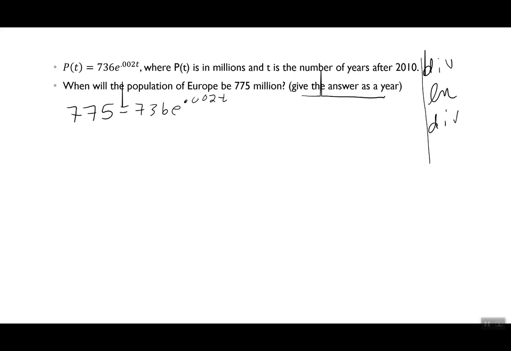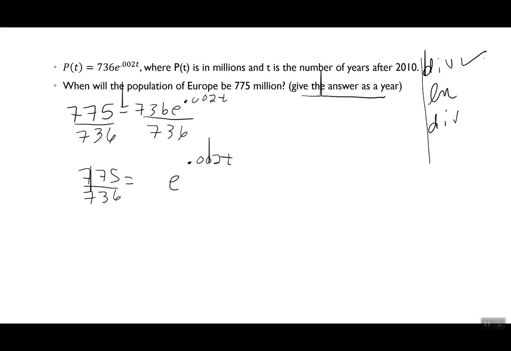So step 1 here, because there's no plus or minus or anything else happening, I want to try to get this e by itself. So I'm going to divide by 736. When I do that, I'm not going to put it in my calculator or turn it into a decimal. I'm just going to leave it alone. And I'm going to say, okay, now 775 over 736 is e to the 0.002t. I left a little space in front because after I divide, the next step is to take the natural log.